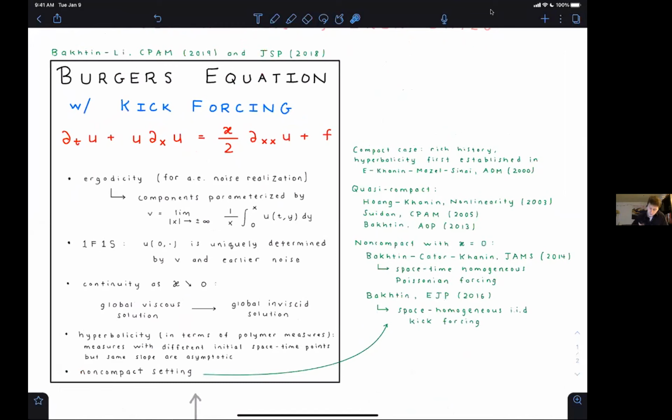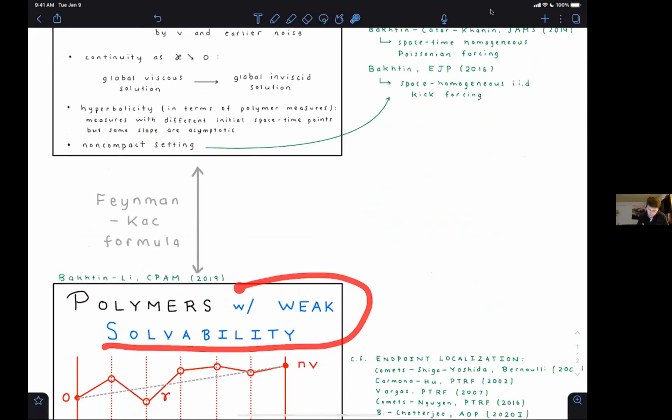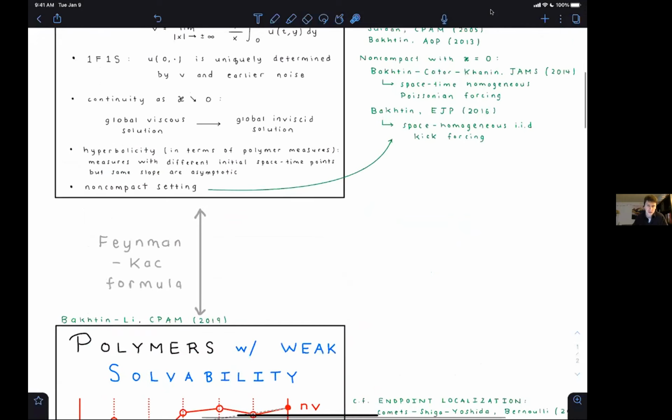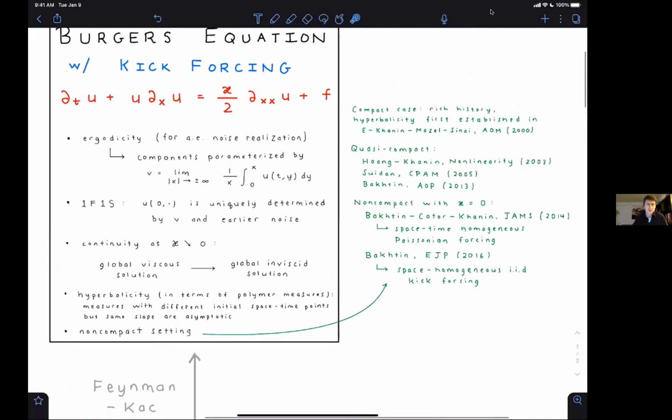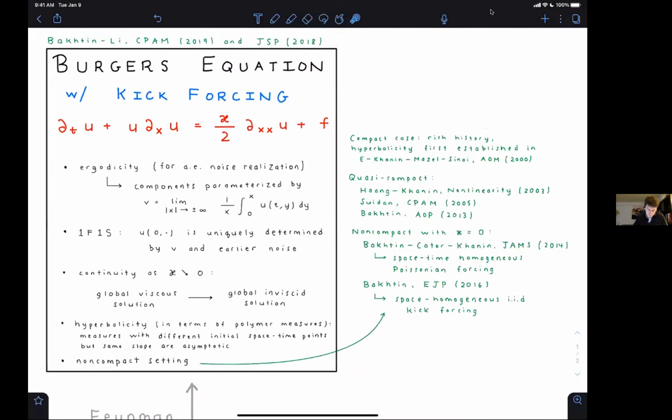Okay, so with the Burgers equation with the stochastic kick forcing, this is a specific type of forcing mechanism that Yuri mentioned, a driving force that I could choose for this equation. And this kick forcing ultimately will correspond, when I go down to the polymer perspective, to some notion of what I call weak solvability. These polymers won't fall exactly into the class of exactly solvable models, but the specific choice of kick forcing is useful. And I'll try to give some intuition of why that's the case.